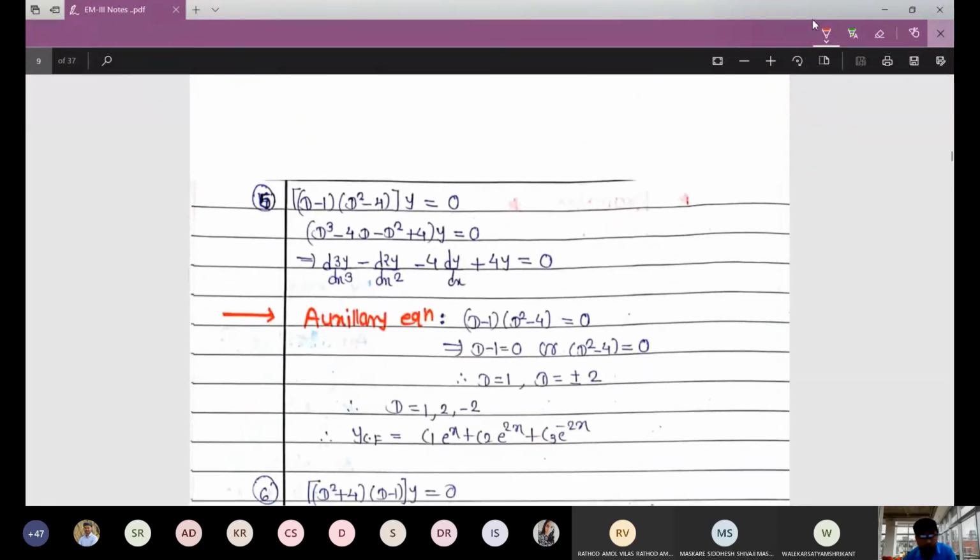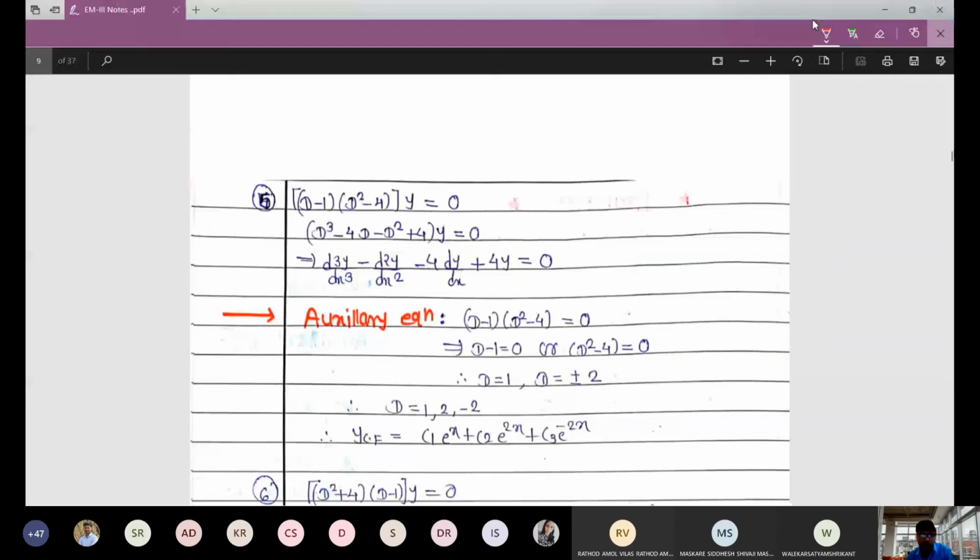Now what about a mixture of the two cases? Before that, I will go to a higher order differential equation. We have (D minus 1)(D square minus 4) y equal to 0. This is a little bit higher order. The order is 3 this time, and that's why we are going to get 3 roots, because the number of roots must equal the order of the differential equation. So we consider the auxiliary equation. Just for your understanding, I am writing this in every form.